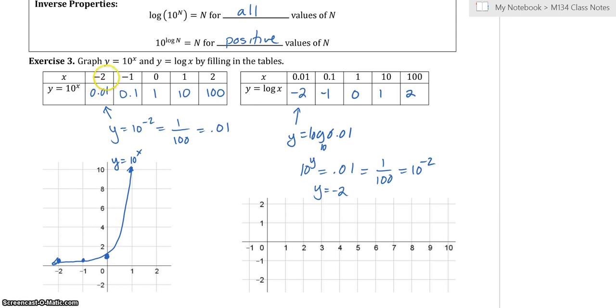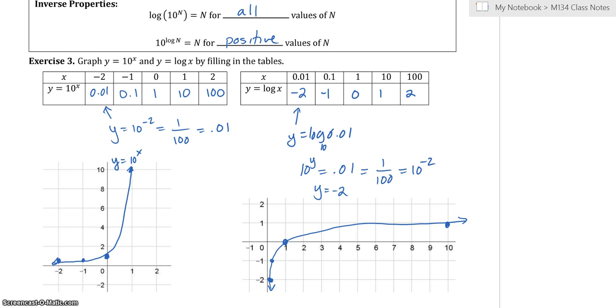Notice how these are switched, right? They're the opposites of each other, the inverses of each other. So you have here negative 2, it's 0.01, negative 1, 0.1, and it's flipped here. Right? 0 is 1, so 1 is 0, and so forth. So let's plot those. 0.01 is so close to 0, and it's about negative 2. 0.1 is a little bit to the right, but so slightly. 1 is 0. 10 is 1. And again, 10 squared is off my little graph here, so I won't worry about it.